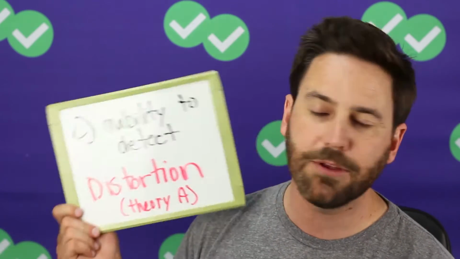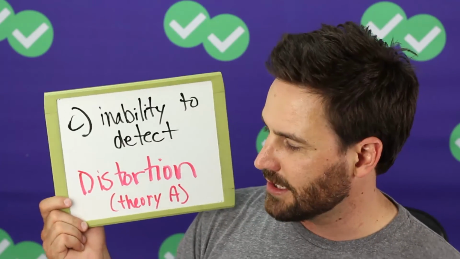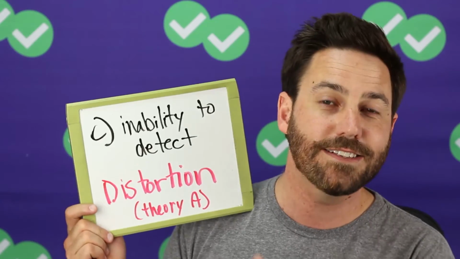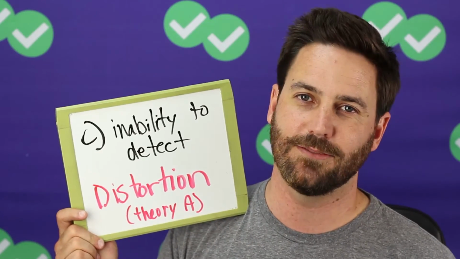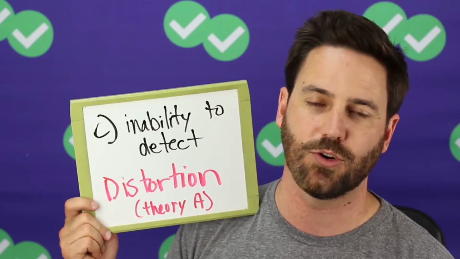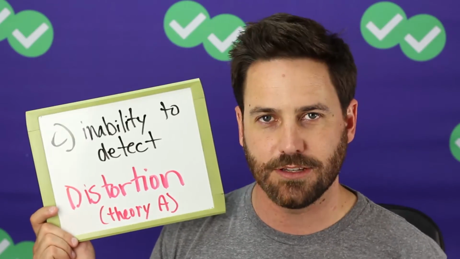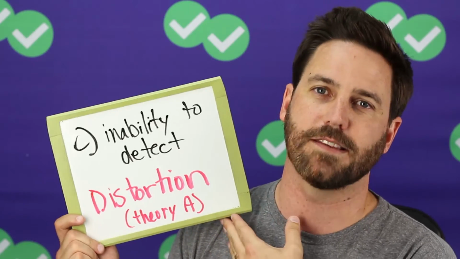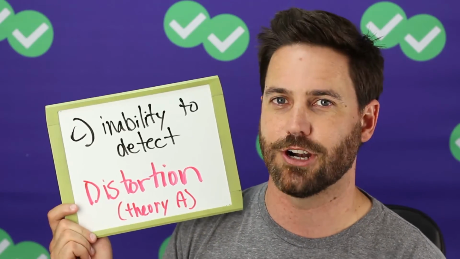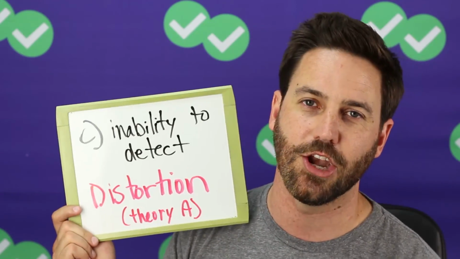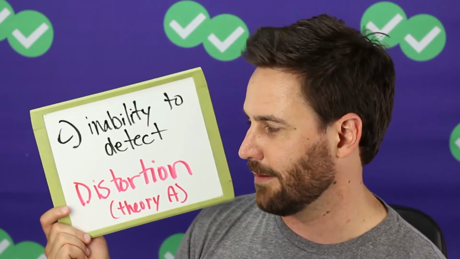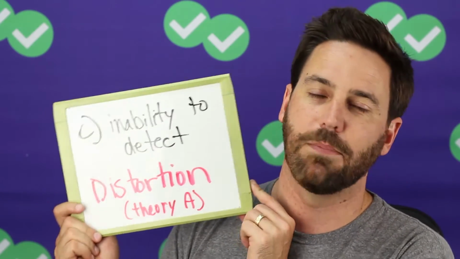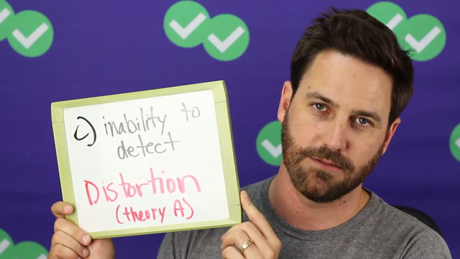Answer choice C, inability to detect. This is a distortion of the passage because this is what theory A says. So this is a perfect example of how they're distorting the passage. We have a question that's asking about the second theory, and they provide an answer choice that is about the first theory. So they want to make sure you're paying attention and reading closely and know what they're actually asking about. Because you would find this in the passage, but it's not related to theory B. It's related to theory A.